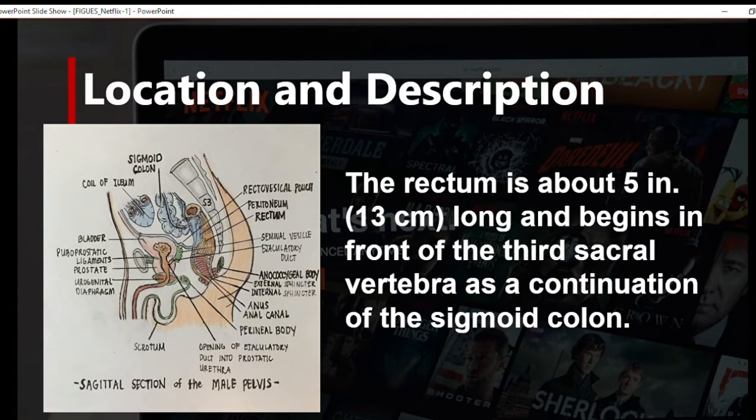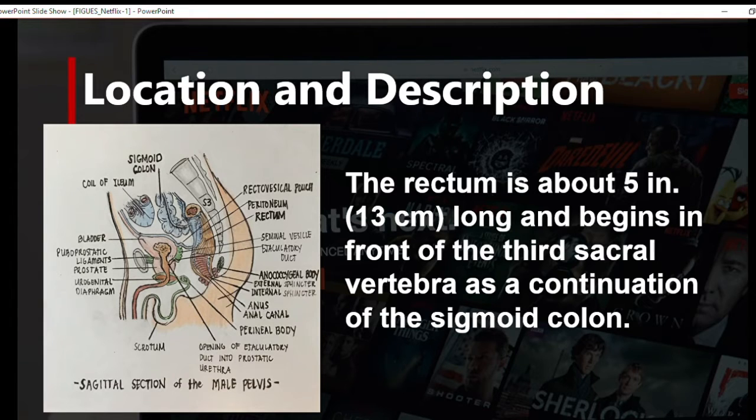As you can see in my illustration of the sagittal section of the male pelvis, here you can see the sigmoid colon colored sky blue, here the peritoneum colored sky blue too, and the rectum colored brown. The peritoneum covers the anterior and lateral surfaces of the first third of the rectum and only the anterior surface of the middle third, leaving the lower third devoid of peritoneum.